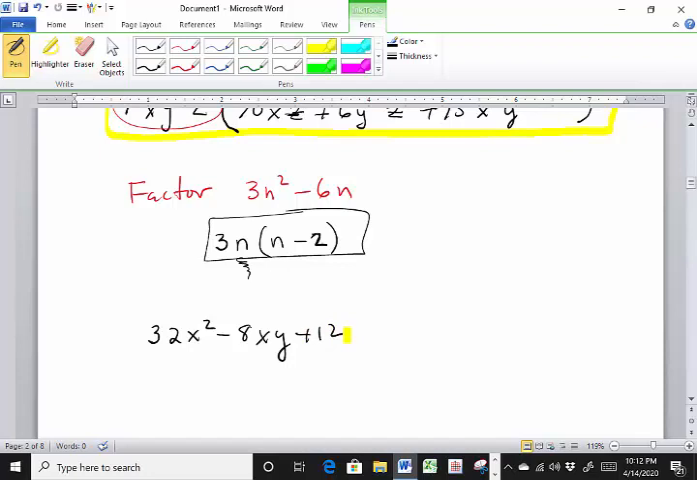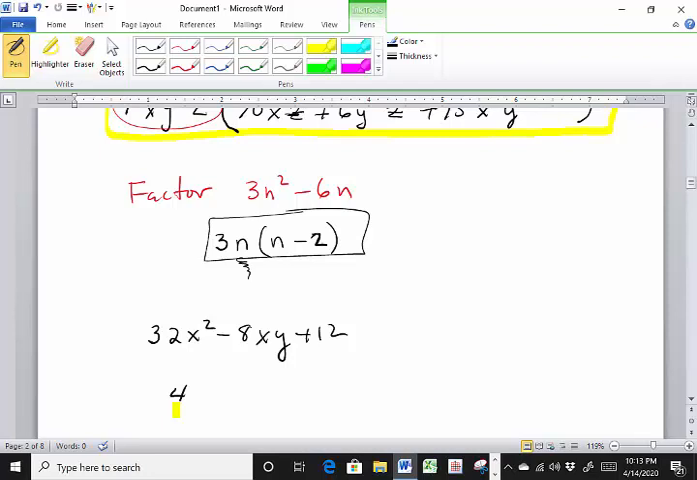So what's the GCF between 32, 8, and 12? Well, some of these you could just do in your head. What's the largest number that divides into 32, 8, and 12? Well, if you just look at 8 and 12, you know the largest number that will go into 8 and 12 is 4. Okay, so does 4 go into 32? Yeah, it does. Okay, so that's it. So it's going to be 4.